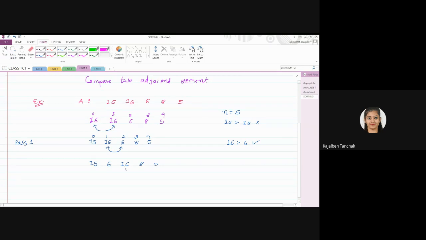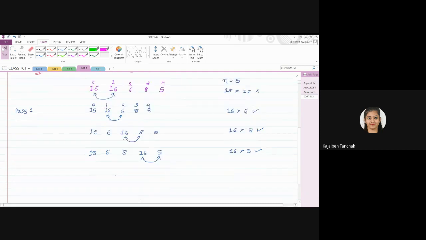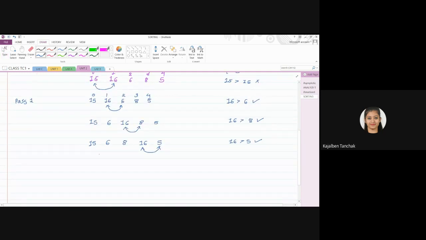Then I'll compare the next two. Now again compare: is 16 greater than 8? Yes, this condition is again true, so you will swap this position. So 15, 6, 8, 16 and 5. Next, you will compare these two elements. Is 16 greater than 5? Yes, this condition is true, so you will swap the positions of 16 and 5. So 15, 6, 8, 5 and 16, right?